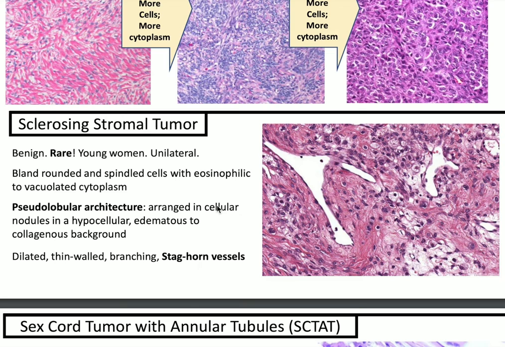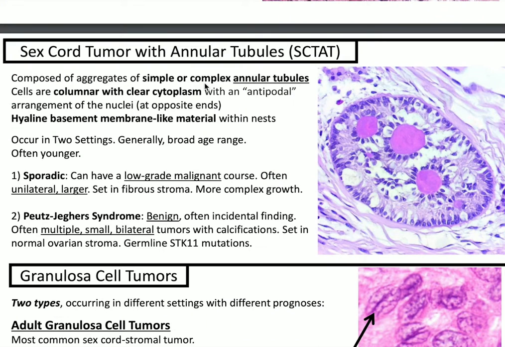You'll have bland, rounded, and spindled cells with eosinophilic to vacuolated cytoplasm. And you'll have the pseudolobular architecture, arranged in cellular nodules in a hypocellular edematous to collagenous background. You'll have dilated, thin-walled, branching, staghorn-like vessels. SCTAT, or sex cord tumor with annular tubules. This is composed of aggregates of simple or complex annular tubules.